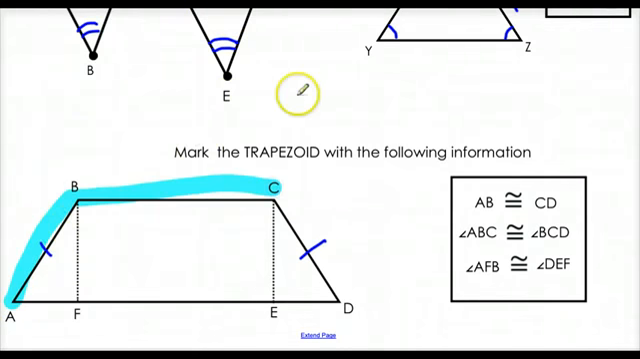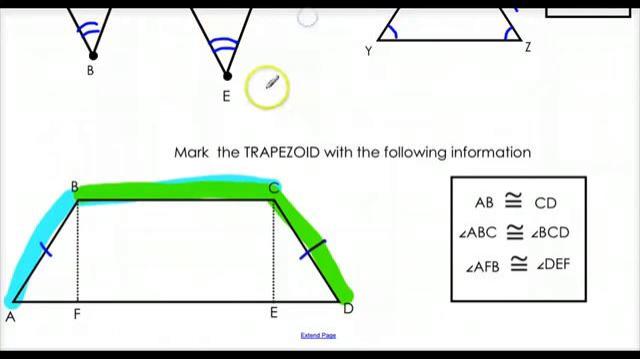ABC, the vertex is in the middle, is congruent to BCD. All right, BCD, vertex in the middle. So let's just mark those 2 angles. This one, ABC, is right here, right? The vertex is in the middle, ABC. And BCD, right here, the vertex is in the middle. These 2 angles are congruent.